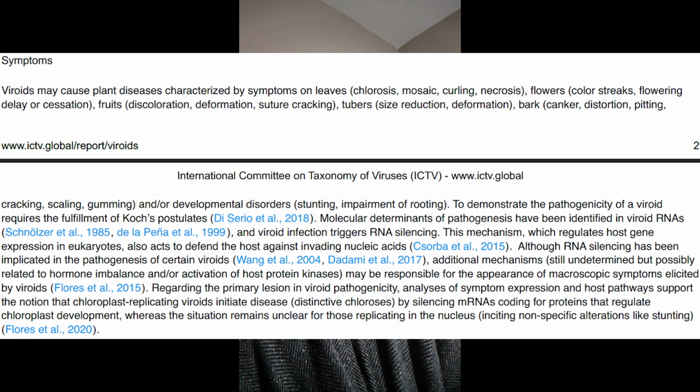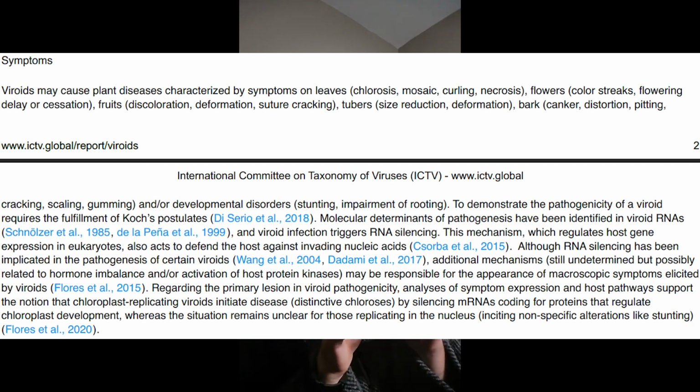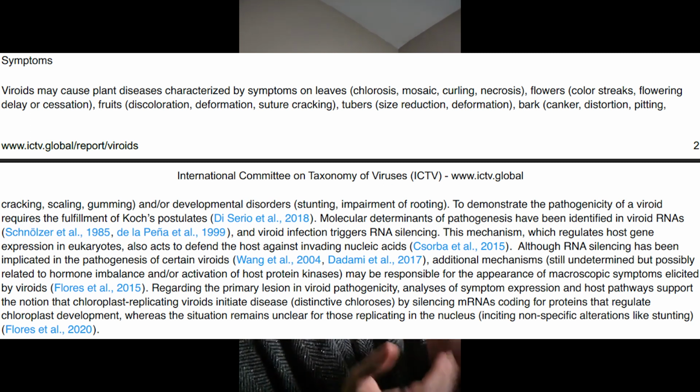So, symptoms. Viroids may cause plant diseases characterized by symptoms on leaves like chlorosis, mosaicism, curling, necrosis. On flowers, color streaks, flowering delay, or cessation of flowering. Fruits, including discoloration, deformation, and suture cracking, which I'm sure a lot of people know without maybe knowing the term. If you've ever seen fruits become cracked, with suture-like damage that occurs from the wound, then you know what we're talking about there.